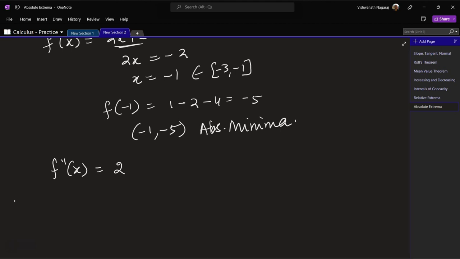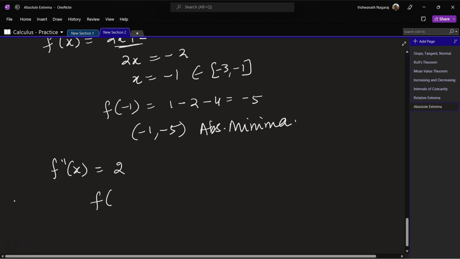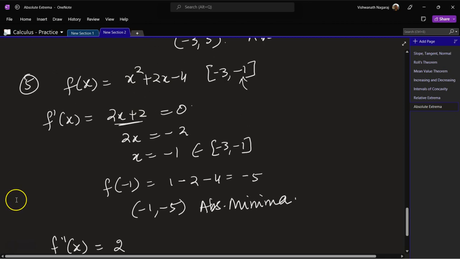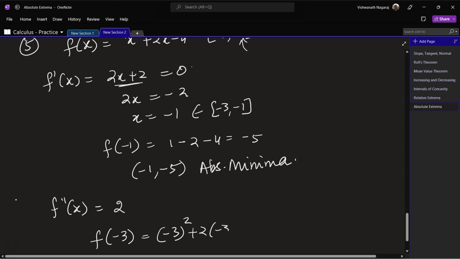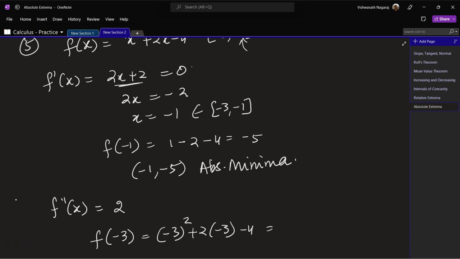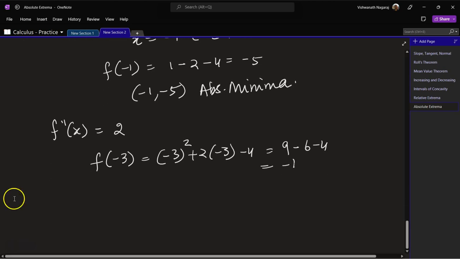So other endpoint would be f of minus 3 is equal to, what is the function, x square, minus 3 square plus 2 times minus 3 minus 4, which gives us 9 minus 6 minus 4, which is minus 1. So minus 3 comma minus 1 is going to be the absolute maximum.